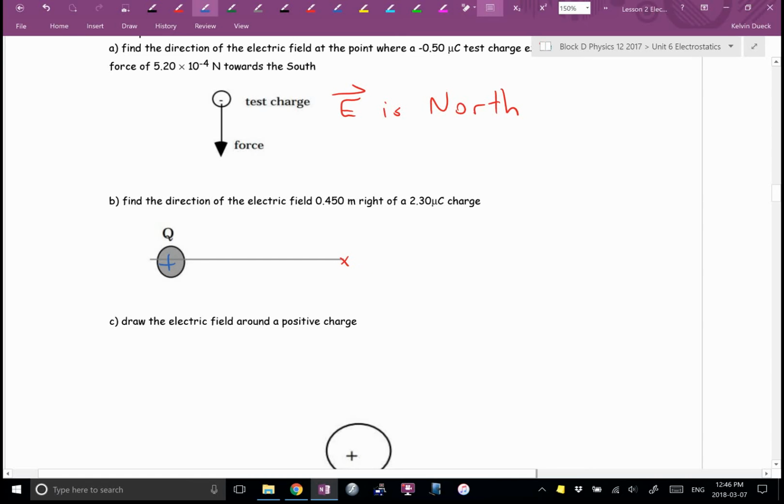How tiny? So tiny that it doesn't have its own electric field, because that would change the question. But it's positive. Which way would a positive sitting right there want to move if it could? Would it be to the left, attract, or would it be to the right, repel? You could also say east, but since the direction said to the right, I'll use to the right.